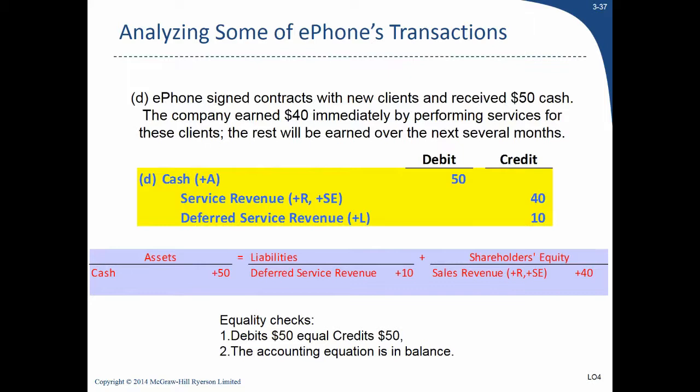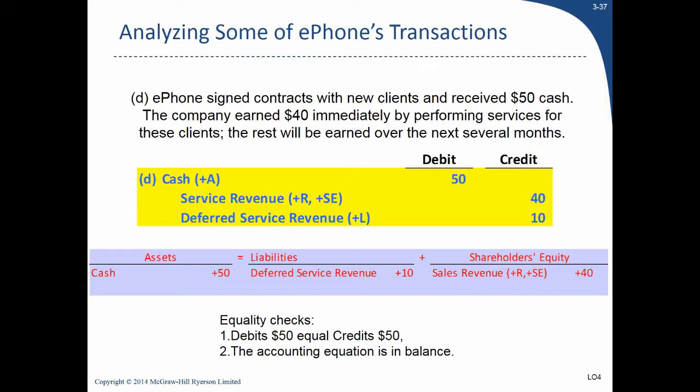ePhone signed contracts with new clients and received $50 in cash. The company earned $40 immediately by performing service for the clients, and the rest will be earned over the next several months. So this is an example of me paying the Squash Pro, right? There's deferred revenue because, yes, our customer paid us upfront $50. We've only done $40 worth of work. Let's say we promised to do $10 of maintenance work, right?